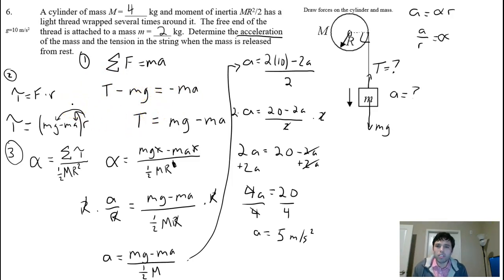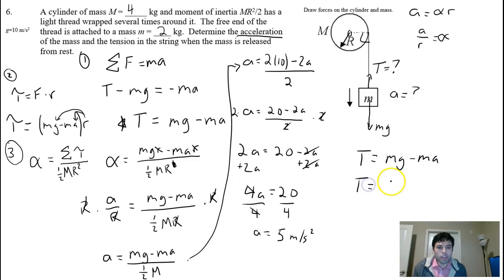Now we're not quite done. It also wants to know what the tension in the string is. So now this is easy. I'm going to go back to this equation right here. Excuse me. And now I know what A is, so I can just solve for T. So T equals mg minus ma.